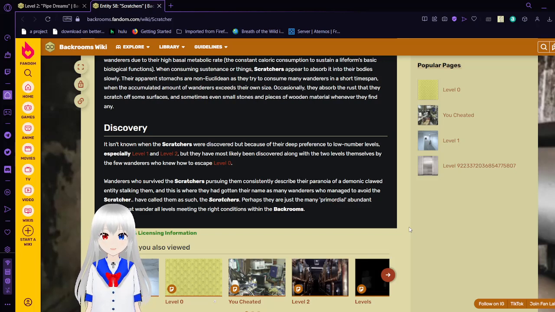Wanderers who survived the scratchers pursuing them consistently described their paranoia of a demon-clawed entity stalking them. This is where they had gotten their name, as many wanderers who managed to avoid the scratcher have called them as such. The scratchers, perhaps, are just more primordial, abundant entities that wander all levels, meeting the right conditions within the backrooms.